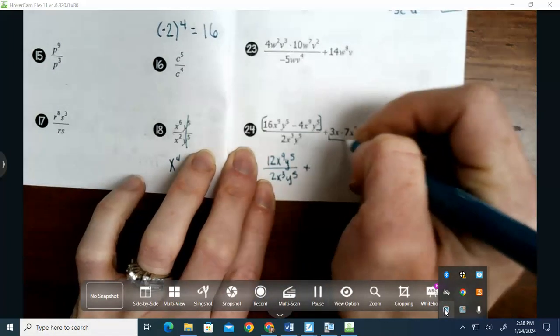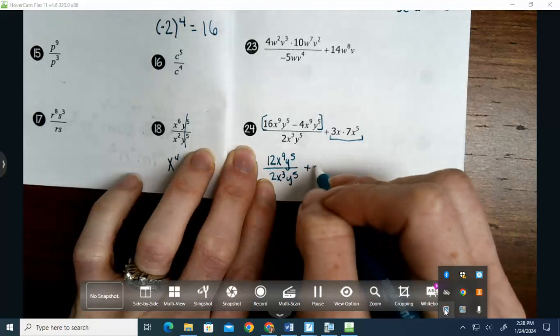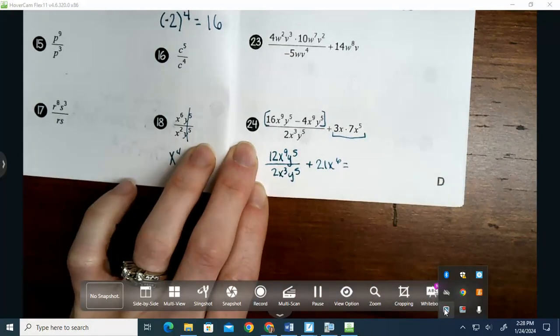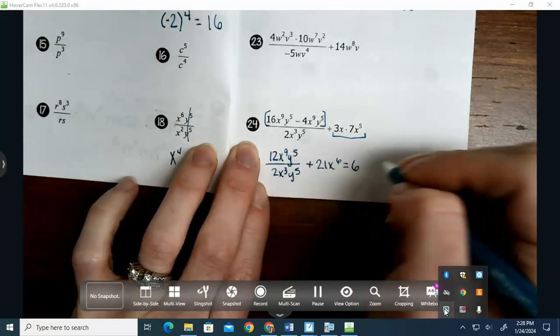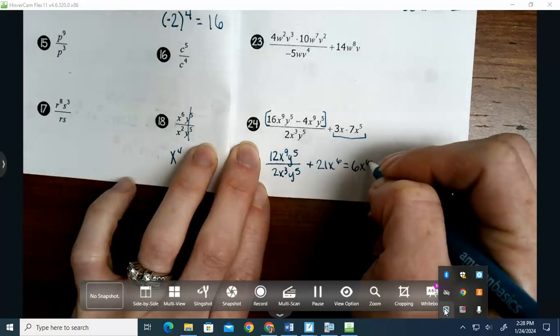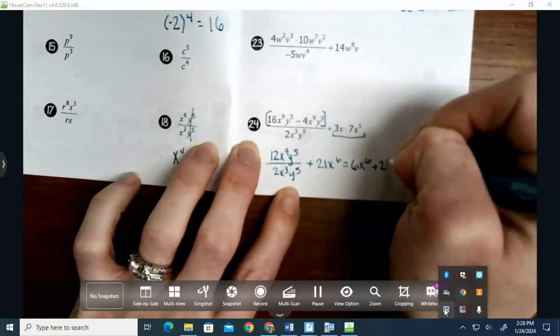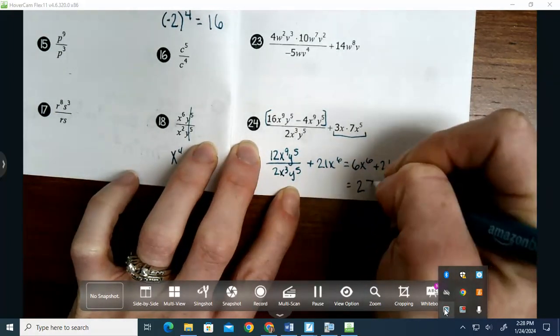Could we go ahead and multiply those? So that would be 21x to the 6th. Okay, so now we divide. 12 divided by 2 is 6. X to the 9th over x to the 3rd is x to the 6th. And my y to the 5th drops. And then these are like terms.